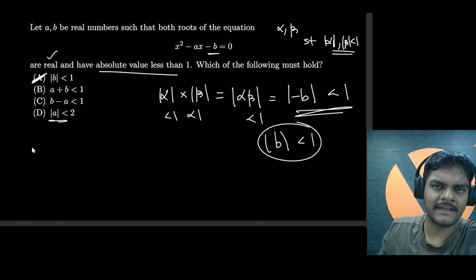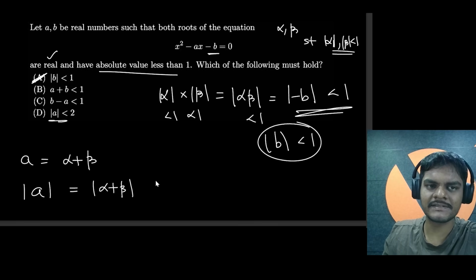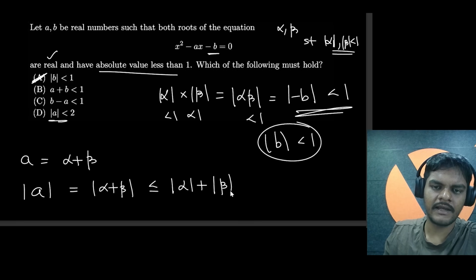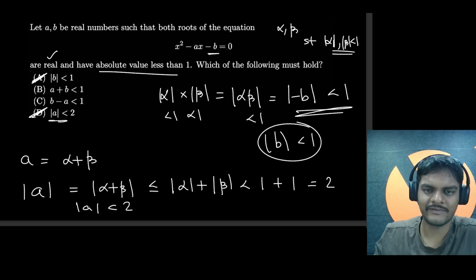When do we get A? So what is a? a is alpha plus beta. Mod a is mod alpha plus beta. And by triangle inequality, this is always less than or equal to mod alpha plus mod beta. And both are strictly less than 1. So it is strictly less than 1 plus 1, which is 2. So mod a is less than 2. This is also correct. So sum and product, we got that.